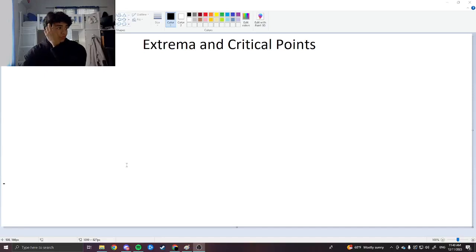Okay, the next thing we have to cover are extrema and critical points. So what does this mean? Extrema just means the maximums and the minimums of a function.